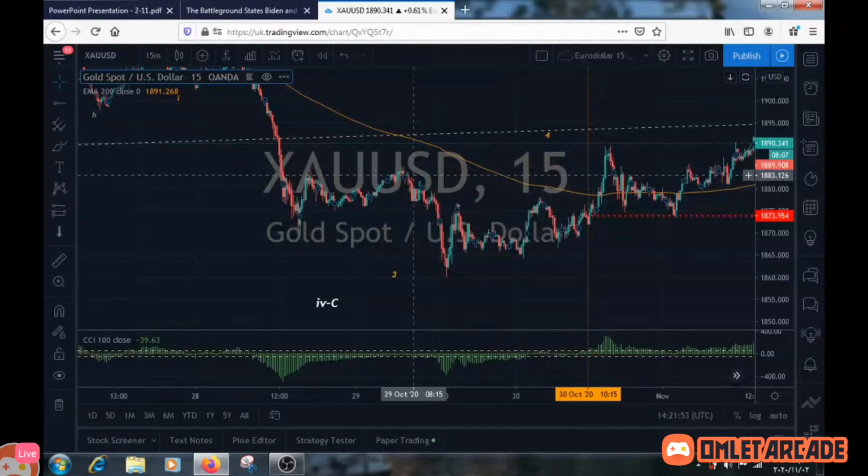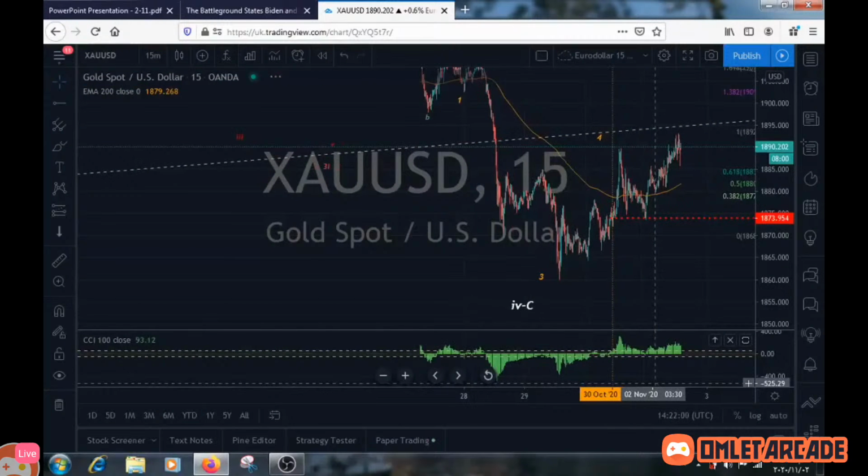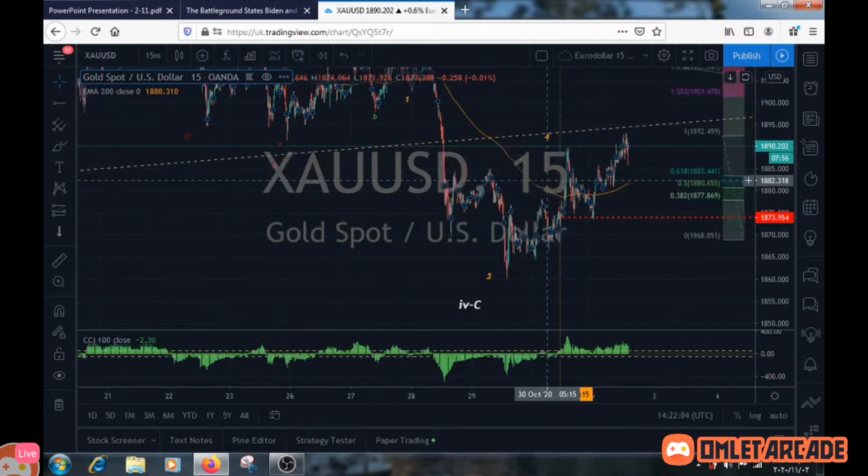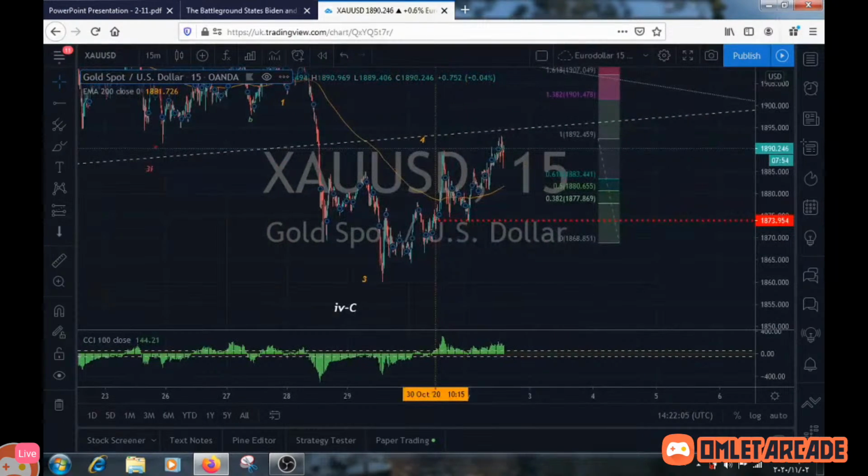So this is what we're seeing on the 15-minute chart. We have an inverted head and shoulder pattern, and we get the fifth touch.